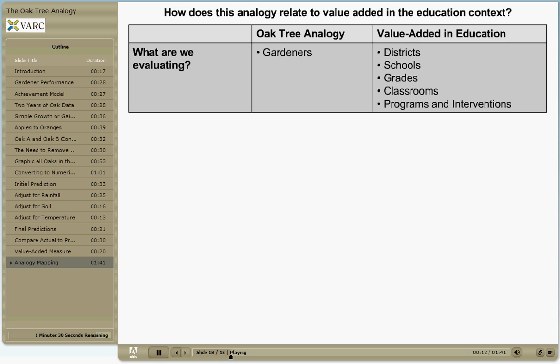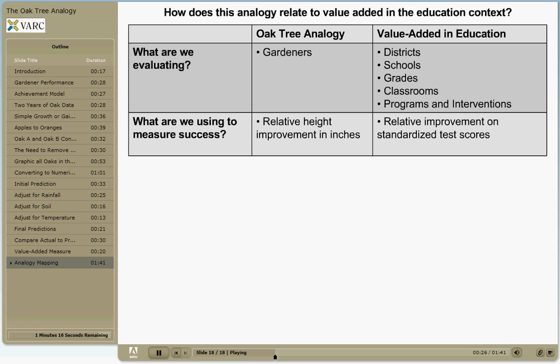What are we evaluating? In the oak tree analogy, we evaluated gardeners. In the education context, we are evaluating districts, schools, grades, classrooms, programs, and interventions. What are we using to measure success? In the oak tree analogy, we measure relative height improvement in inches. In the education context, we measure relative improvement on standardized test scores.